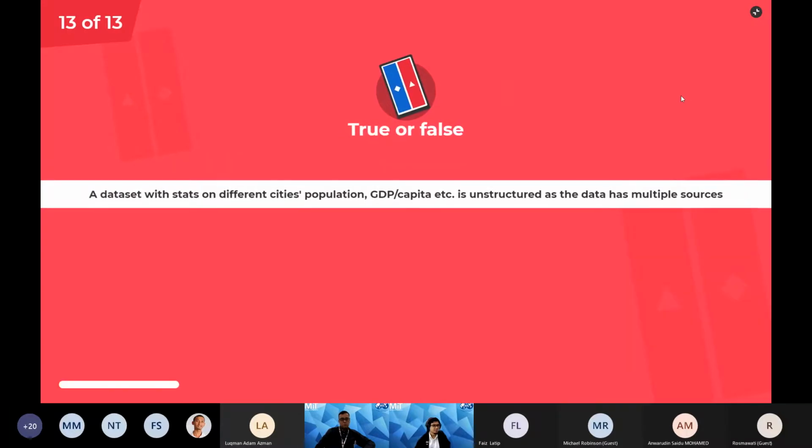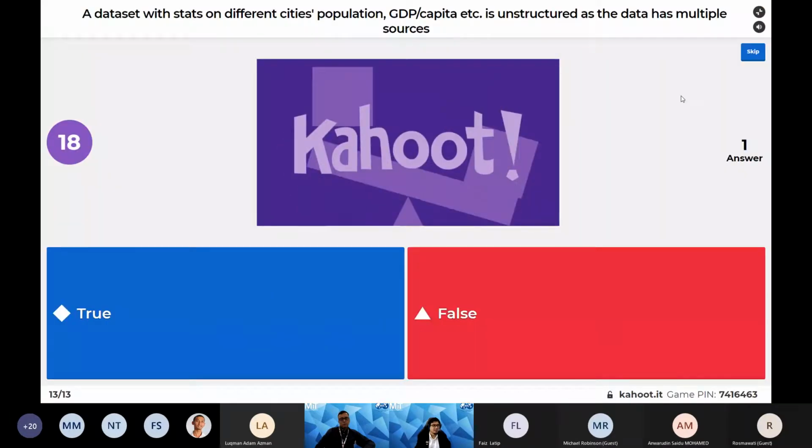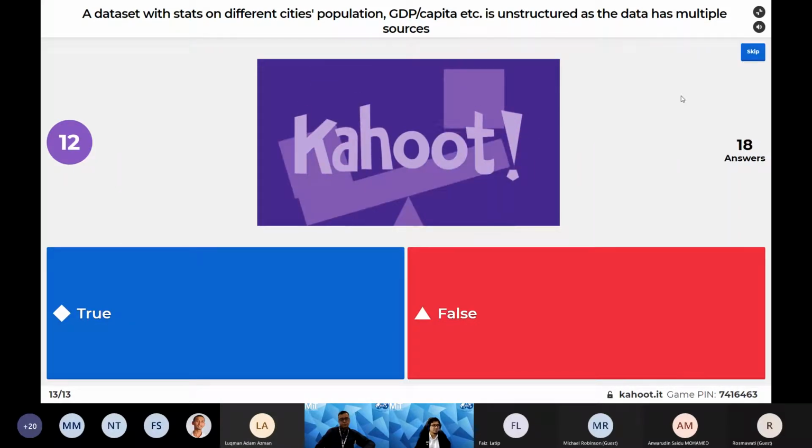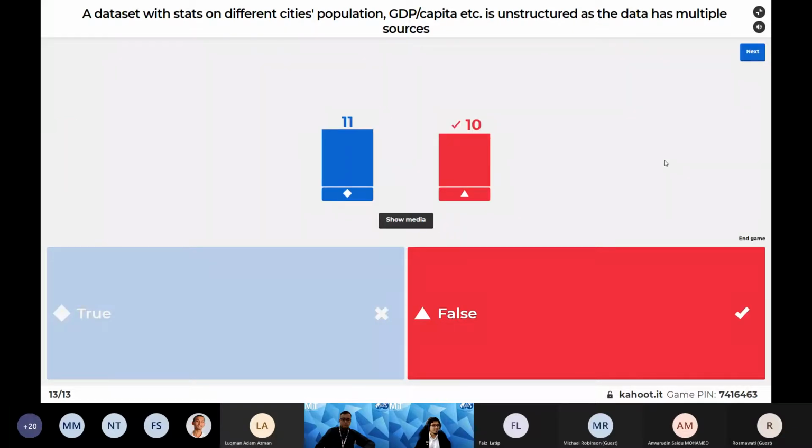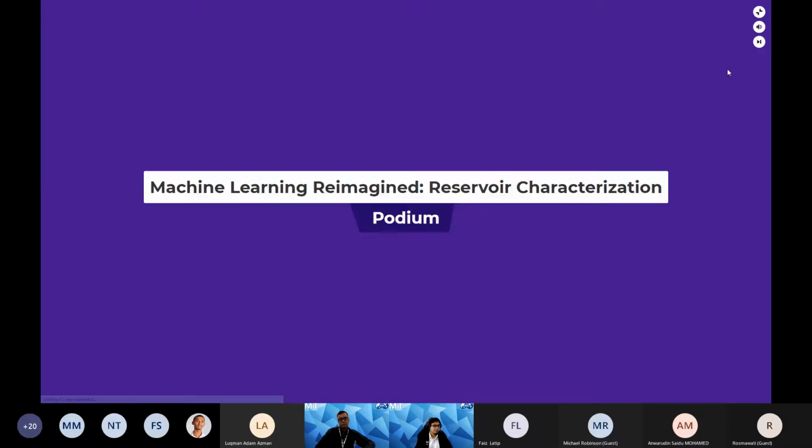Okay, for our last question, it's a true or false. So let's see who can get first place. A data set with statistics on different cities' population, GDP per capita, etc. is considered unstructured because the data has multiple sources, as in the data comes from multiple different sources. Is this true or false? Okay, answer is false.